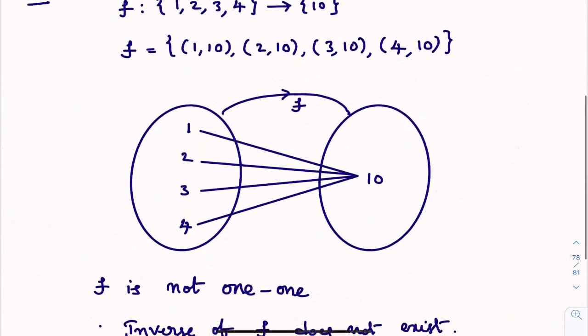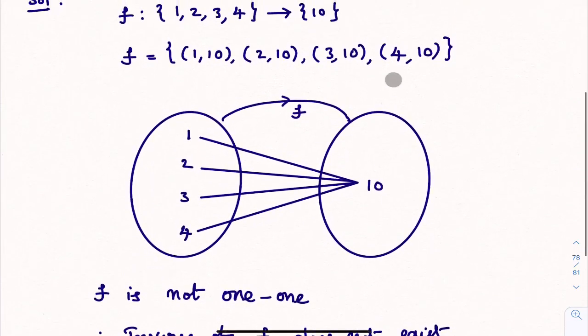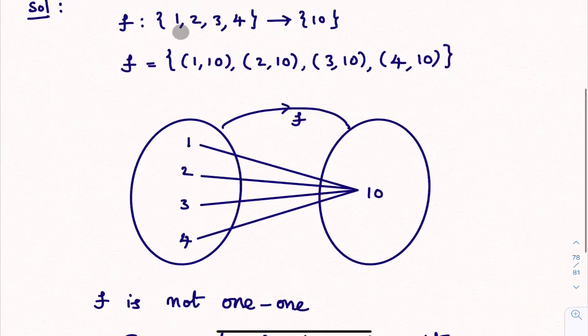See here, as per what they gave, this is a function from {1, 2, 3, 4} to {10}. So in the first set I wrote 1, 2, 3, 4. In the second set I wrote 10. As they mentioned here, 1 is related to 10. Look here, 1 is related to 10. 2 is related to 10. They gave this in the question, that's why I mapped like this. 3 is related to 10. 4 is related to 10.